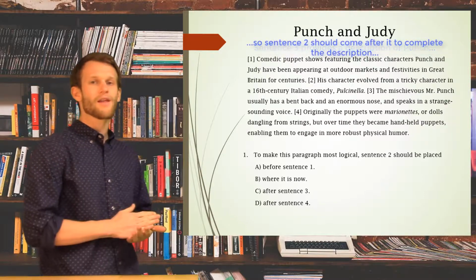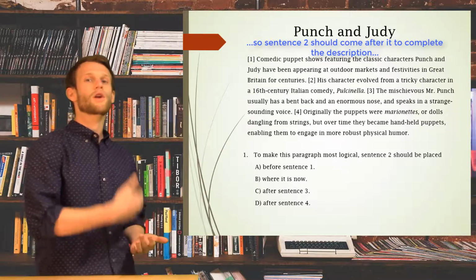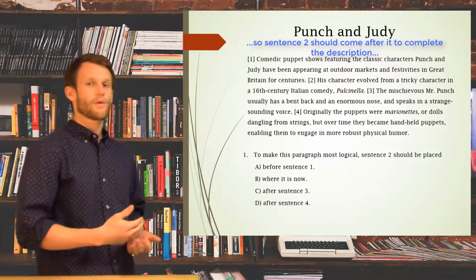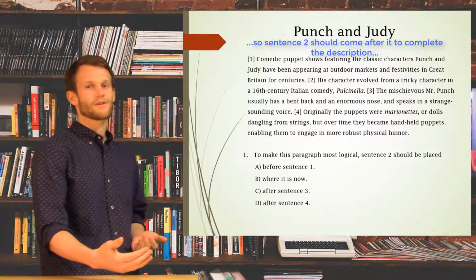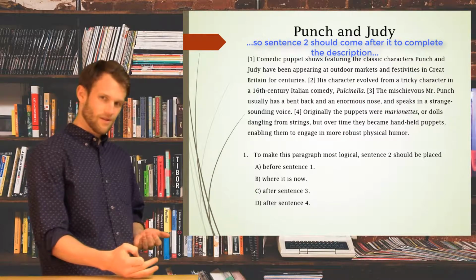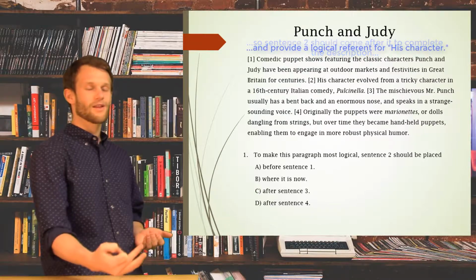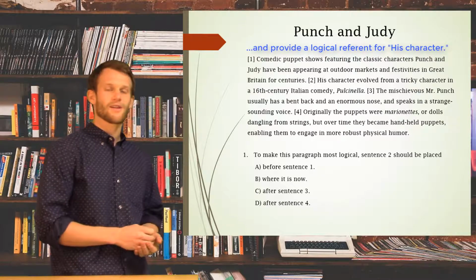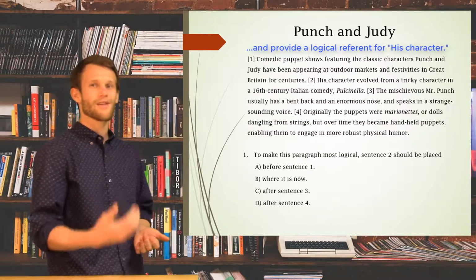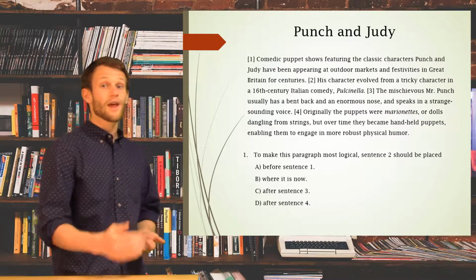Punch is, so it makes sense that sentence 2 would come after sentence 3. What that would do is establish Mr. Punch in the third sentence, and then after the sentence labeled 3, we would come up with the sentence that's currently sentence 2, that starts with his character. So that's exactly what we're going to do here.